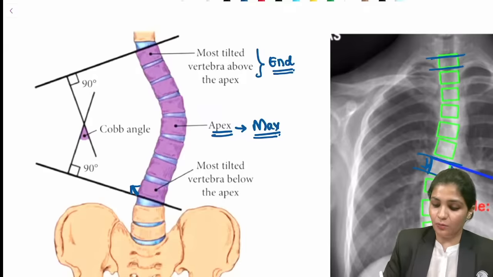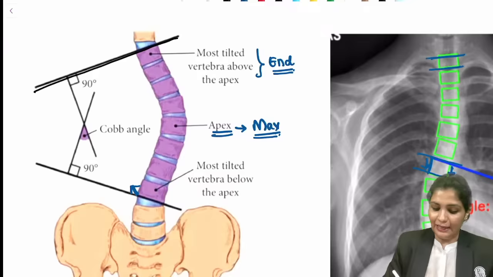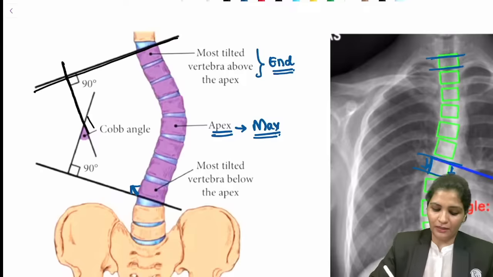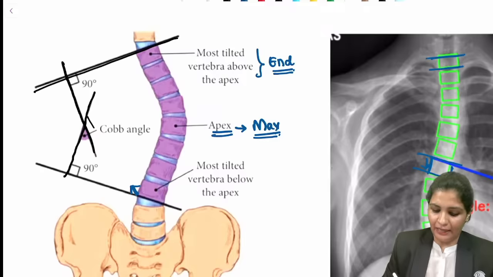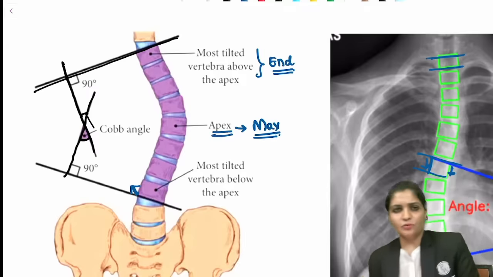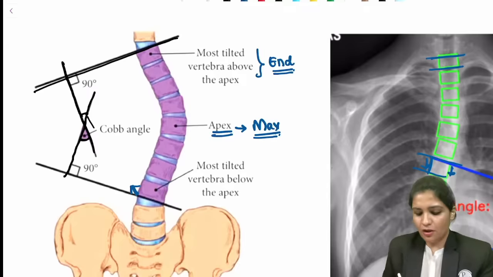You have to identify the end vertebrae like that, and draw lines parallel to the end vertebrae, and then draw perpendiculars to these lines. So this is your Cobb's angle. Both these angles will be equal, and that is called your Cobb's angle.